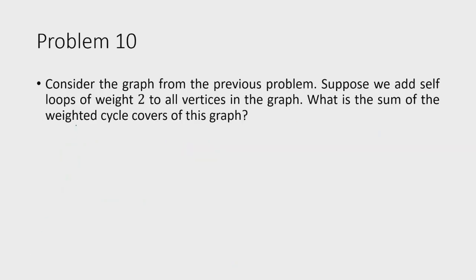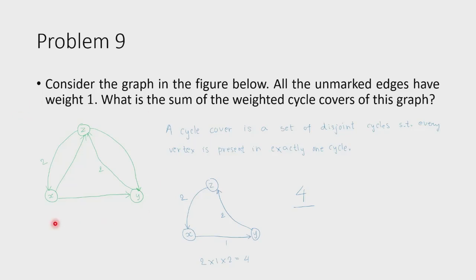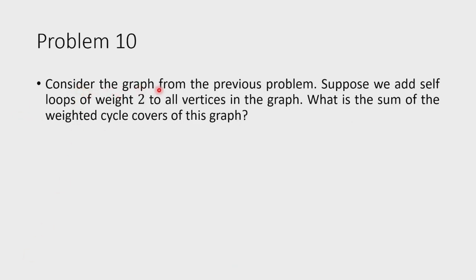Now let's look at the next problem. So the next problem also asks us to consider this graph. Consider the graph from the previous problem. Suppose that we add self loops of weight 2 to all vertices in the graph. Then what is the sum of the weighted cycle covers of the new graph? So first of all, let me draw the graph. So the graph looks like Z, X, Y.